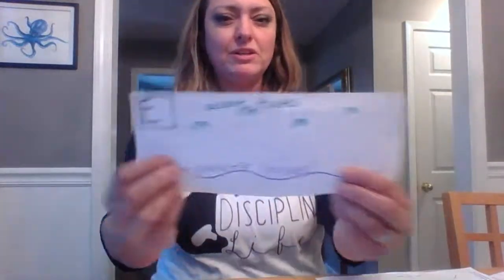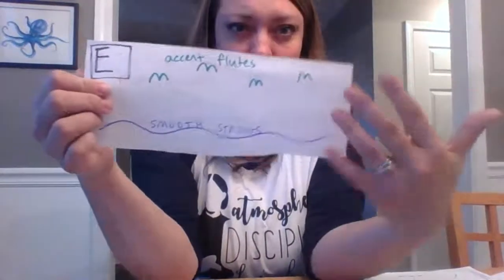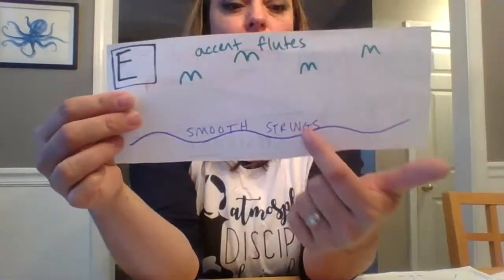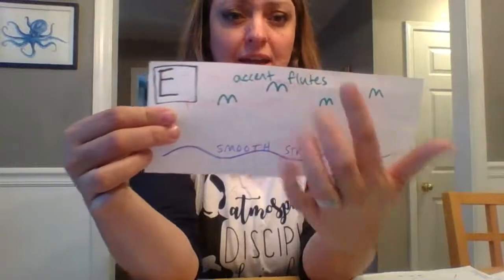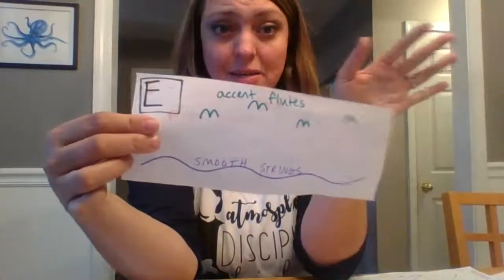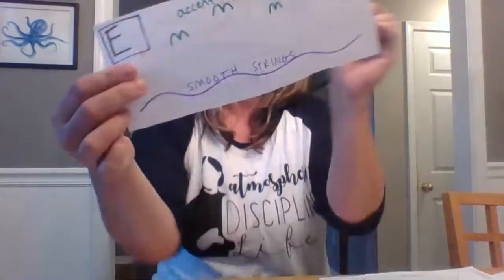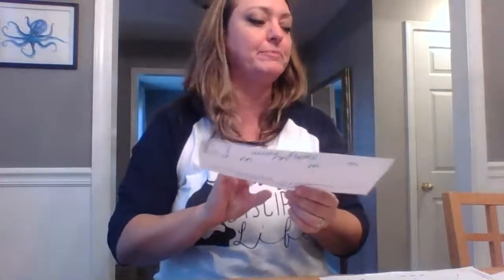The E section. All right, for this one, I wanted to show how there are two different lines going on at the same time. Underneath, you can hear these smooth string melodies going on. And up above, at the same time, there are these little accents of the flute. And so I like to prepare students to listen for that.